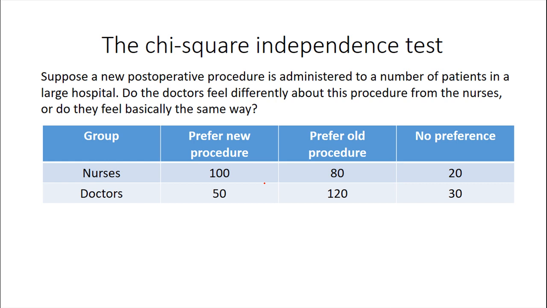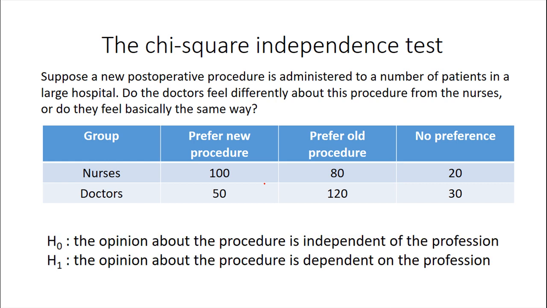The question that we have to answer: do the doctors feel differently about the procedure from the nurses, or do they feel basically the same way? In other words, is the choice of doctors and nurses independent? So the first step, you have to state the null hypothesis and also the alternative hypothesis.